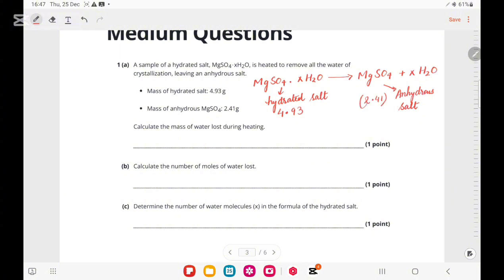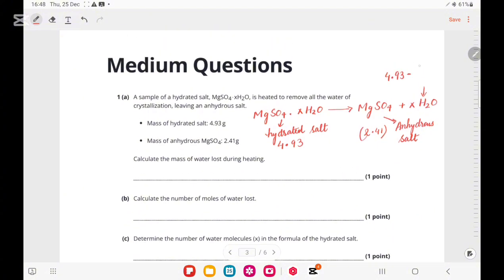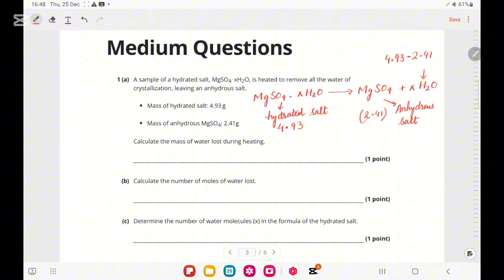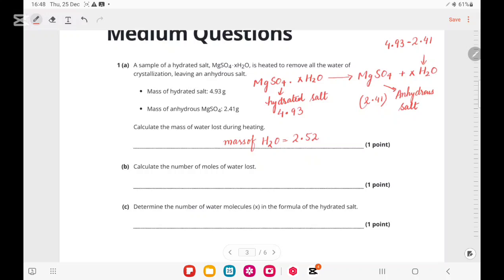2.41. So in order to calculate the water molecules, we just need to subtract the hydrated salt mass minus the anhydrous salt mass, which is 2.41. Now the answer comes out to be 2.52. So what is the mass of water? That is 2.52, and that comes out by subtracting the hydrated salt mass with the anhydrous salt mass.